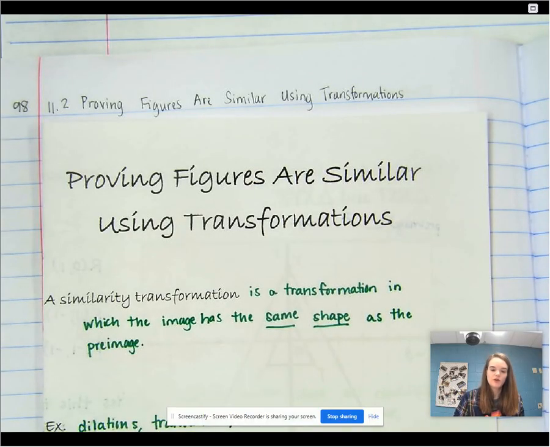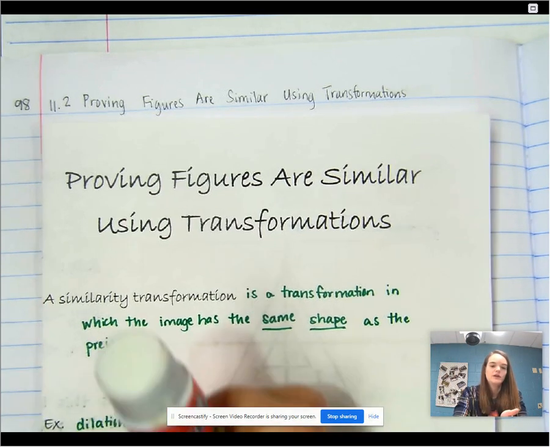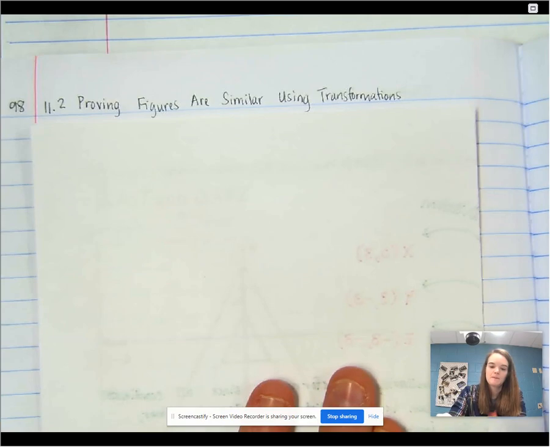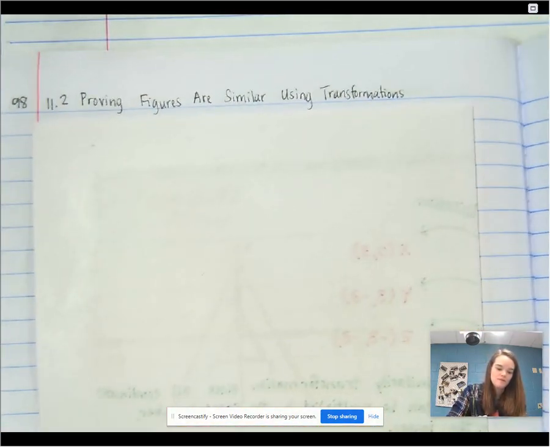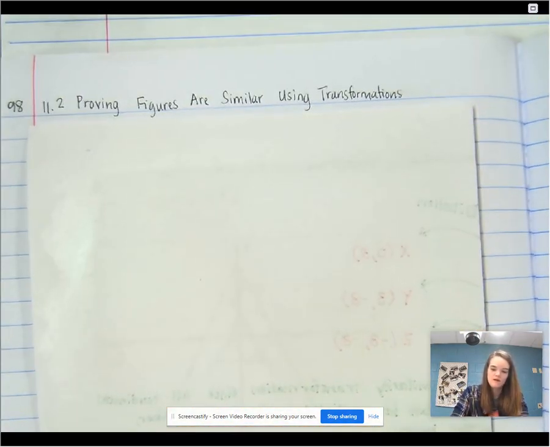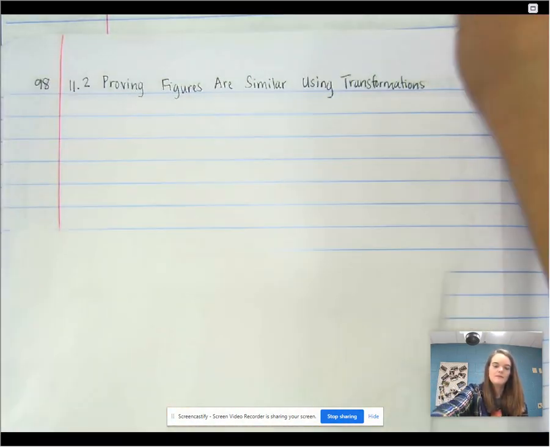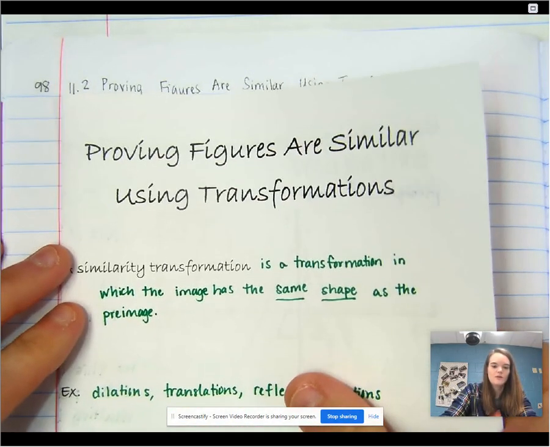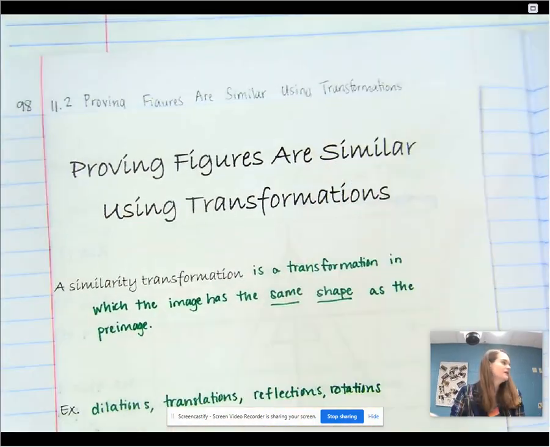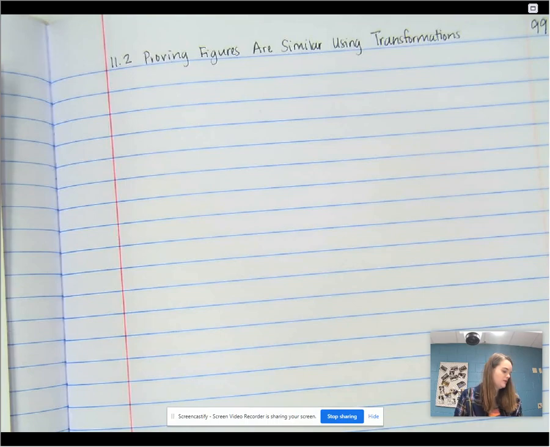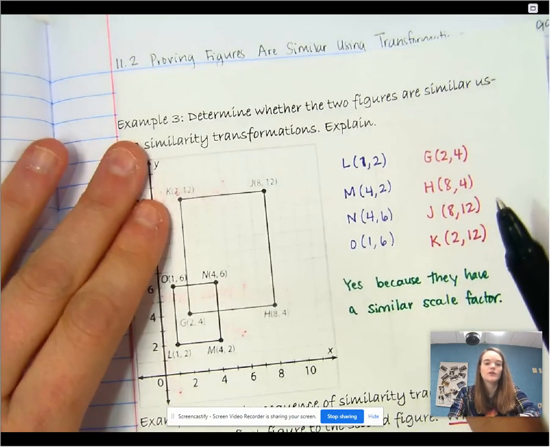Alright, now that we are finished with those, we're going to glue in the first one on page 98, the first one being the one where we define similarity transformations and all that. So we're going to glue that in on 98. Alright, and then the other one we'll glue in on 99. So this is example 3, the one we finished. There it goes on 99.